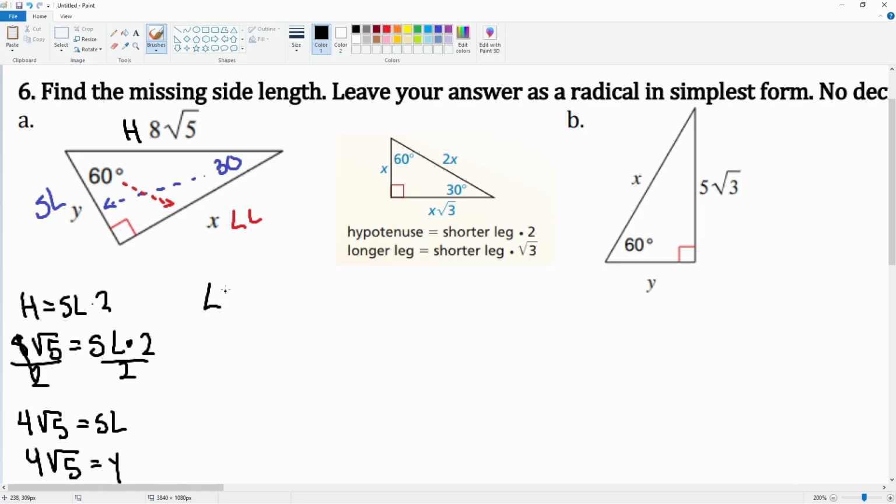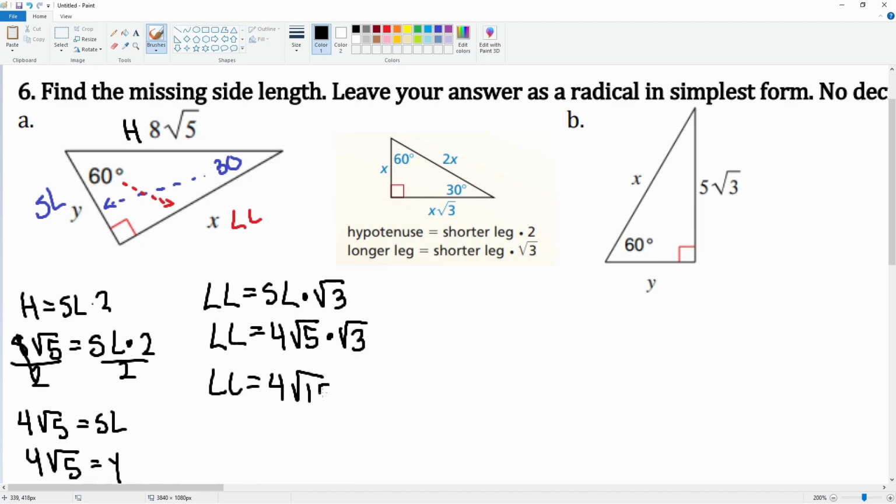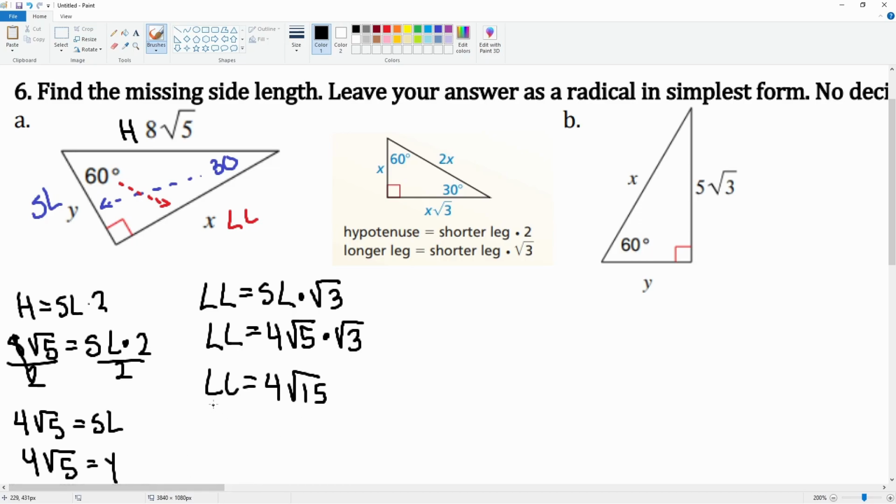Then I have my long leg equals my short leg times radical 3. I know what my short leg is. My short leg is 4 radical 5 from my last problem. Just multiply that by radical 3. That should get my long leg. So my long leg is 4 radical 15. And my long leg here is the value of x. So x is equal to 4 radical 15.